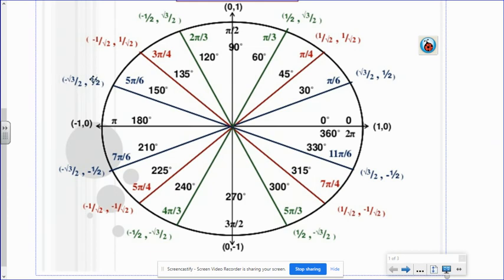So once I've determined my ordered pair, the cosine is the x-coordinate. So the cosine of 5 pi over 6 is negative square root of 3 over 2. Sine is the y-coordinate. So the sine of 5 pi over 6 is 1/2. Tangent is sine divided by cosine. So the tangent of 5 pi over 6 would be 1/2 divided by negative square root of 3 over 2. The 2's would reduce out, so it would just be 1 over negative square root of 3. And again, for cosecant, secant, and cotangent, you just have to find the sine, cosine, and tangent and take the reciprocals.